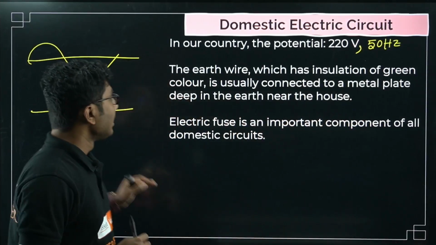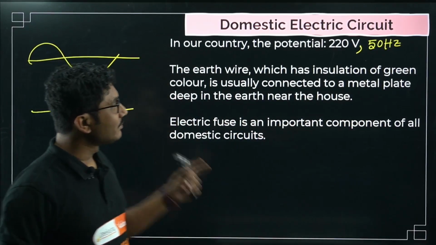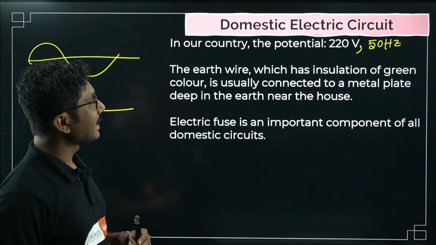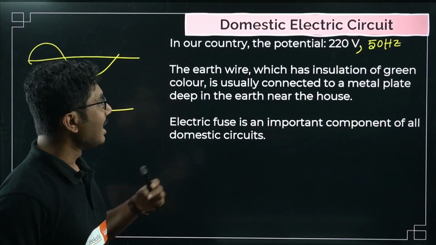All the non-electronics devices can function easily using AC current. Okay, clear? Now the earth wire, which has the insulation of green color, is usually connected to the metal plate deep in the earth near the house.